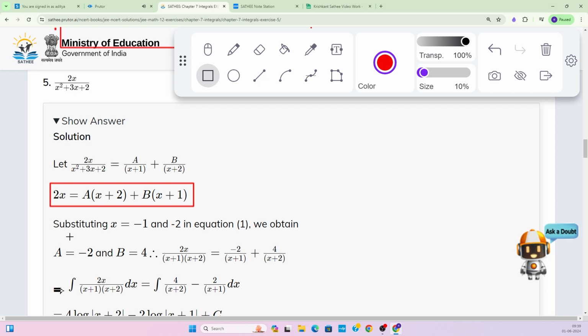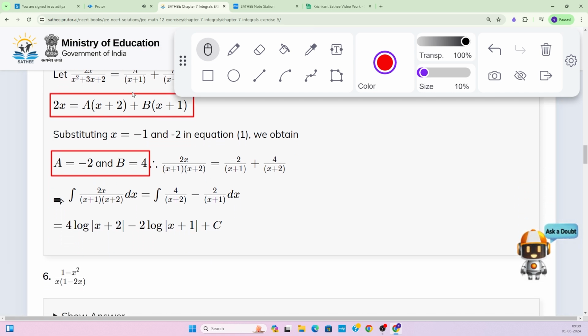Now putting x is equal to minus 2, minus b is equal to minus 4. This means b is equal to 4. Okay, you will have these two values, one for a and one for b. a is equal to minus 2, b is equal to 4.